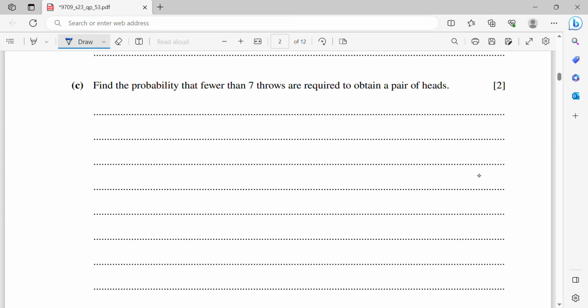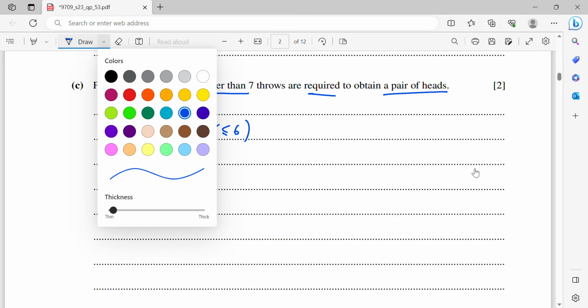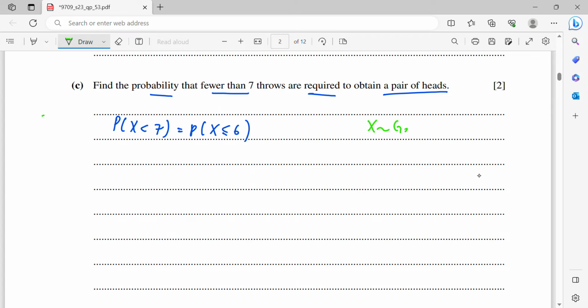Okay, now C. Find the probability that fewer than 7 throws are required to obtain a pair of heads. That means now P(X less than 7), so it will be X up to 6. Again for geometric distribution, when X is geometric, P(X less than or equal to small x) will be 1 minus q to the power x. Remember that your p is 1/4, which means your q is 3/4. Now substitute into this formula, it will be 1 minus (3/4) to the power of 6.